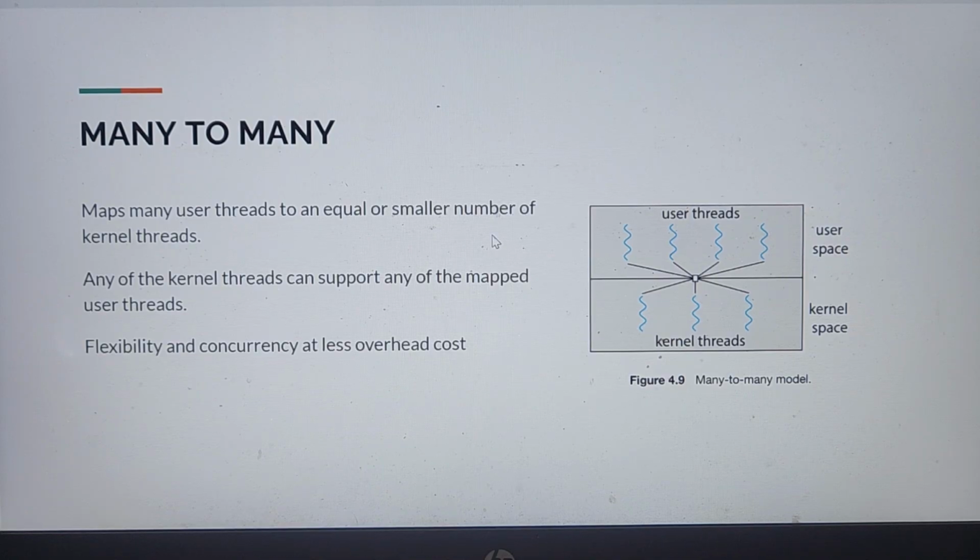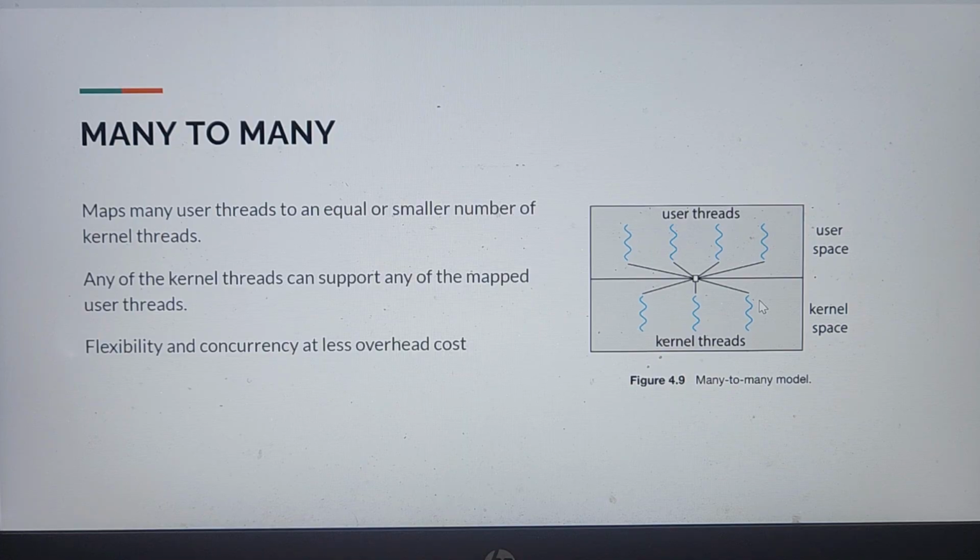Now, any of the kernel threads can support any of the mapped user threads. So if this thread needs help, it can ask any of these three. If this one is working with something else, this can go over here. If this one is also occupied, this can go over here. So because of this, that waiting problem which we saw in many-to-one is, to a great extent, removed. So only if all the kernel threads are occupied, a user thread which needs kernel support will have to wait. Otherwise, if the first one is occupied, this can ask the second one or the third one. So in that sense, the waiting problem is removed.